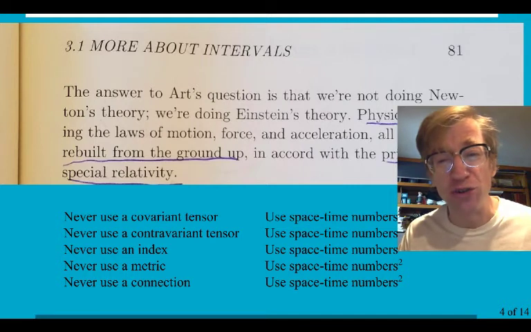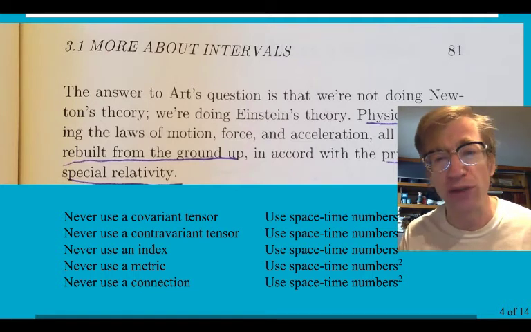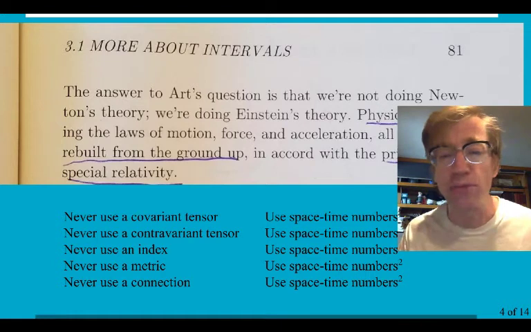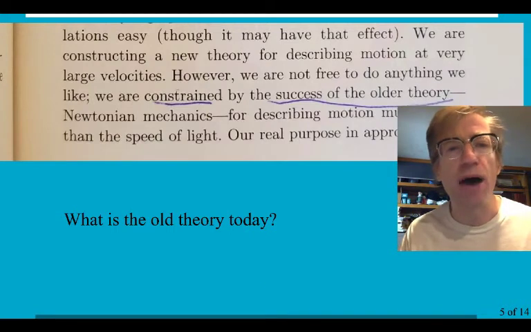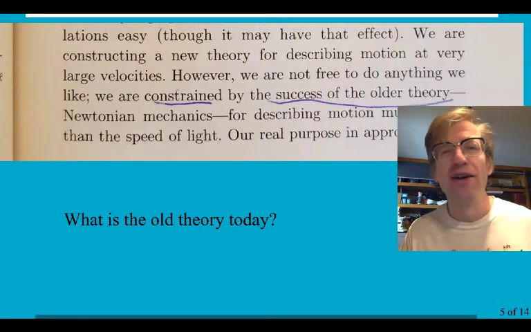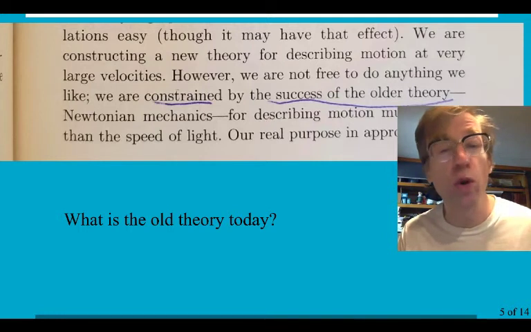But if you want to just use quaternions, well, I can't use contravariant tensors. I can't use covariant tensors. I can't use those Greek indices. I can't use metrics. I can't use connections. And I'm going to try and just use things that are really quite simple. I'm going to use things like conjugates and squares and not a lot beyond that. Okay, but however, we are not free to do anything. We are constrained by the success of the older theory.